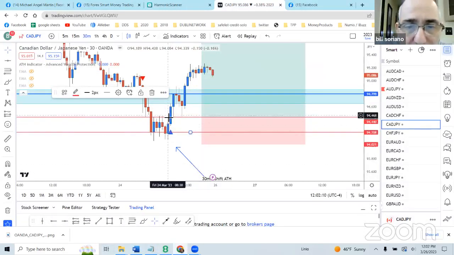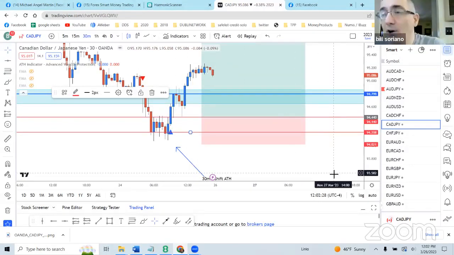So we're going to use the wick. We're looking for imbalance here. So we know, don't pay any attention to any of these candles after this shift ATH candle. We're going to use this wick right here to identify our fair value gap. So we're going to wait for price to move back down there because we know that at some point, a candle has to be covered 100% on both sides. And it needs to be covered by a wick or a body.